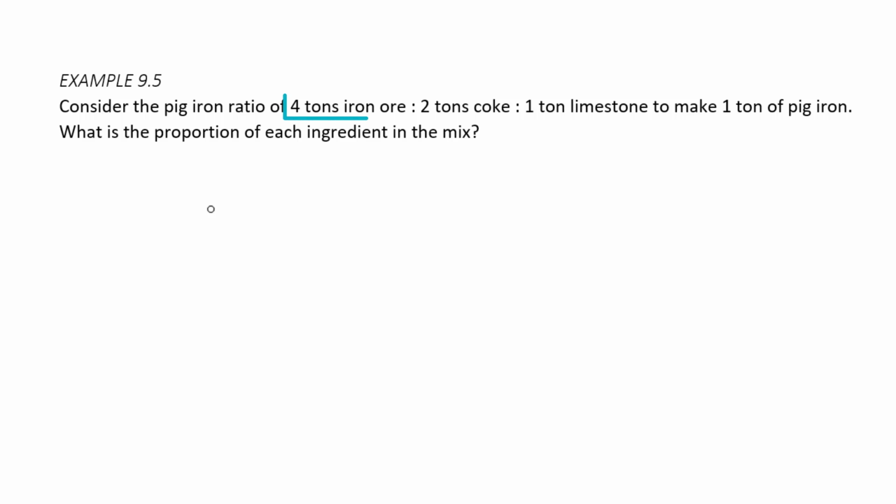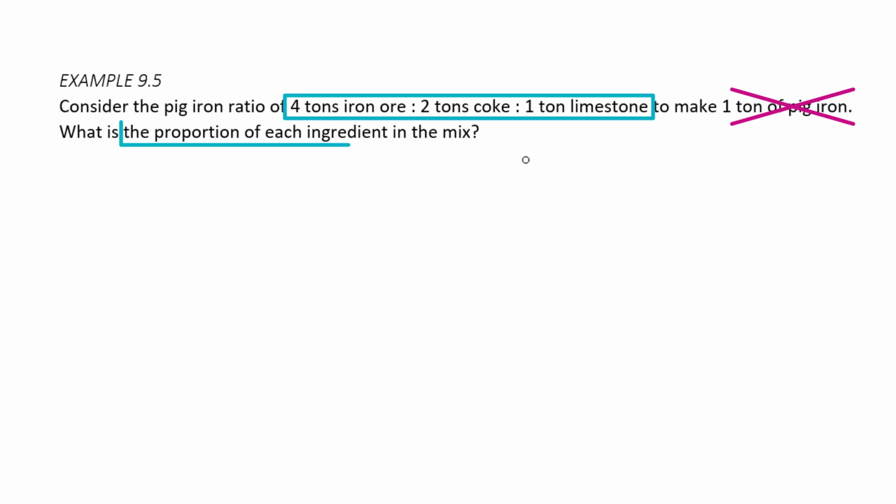So we have a 4 to 2 to 1 ratio, and we're only going to be dealing with the 4, the 2, and the 1 in the ratio, not with this 1 ton of pig iron, because we're being asked what is the proportion of each ingredient in the mix. That pig iron is what comes out of the process.